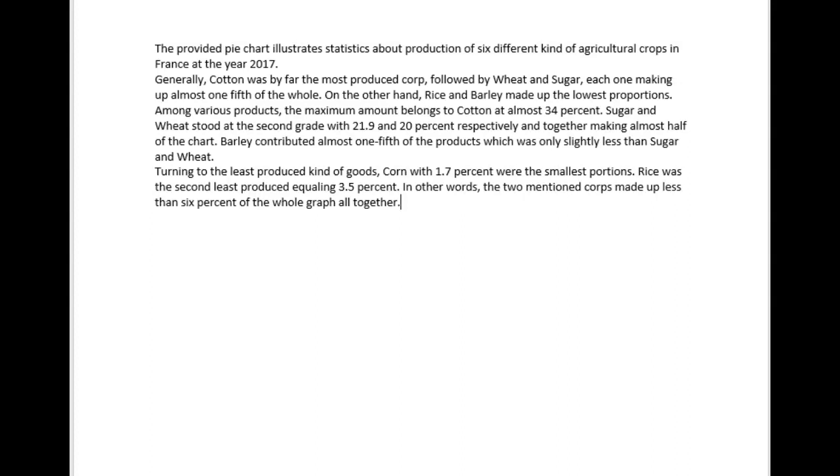So, the provided pie chart illustrates statistics about production of 6 different kinds of agricultural crops in France in the year 2017. All right, that's fine. It's a lot of information to go into one sentence, isn't it? If there was anything I would have changed here, I mean, everything is absolutely fine. There's just a lot of prepositions here: about, of 6, of agriculture, in France, in here, okay? You could have maybe just made that a little more fluid.